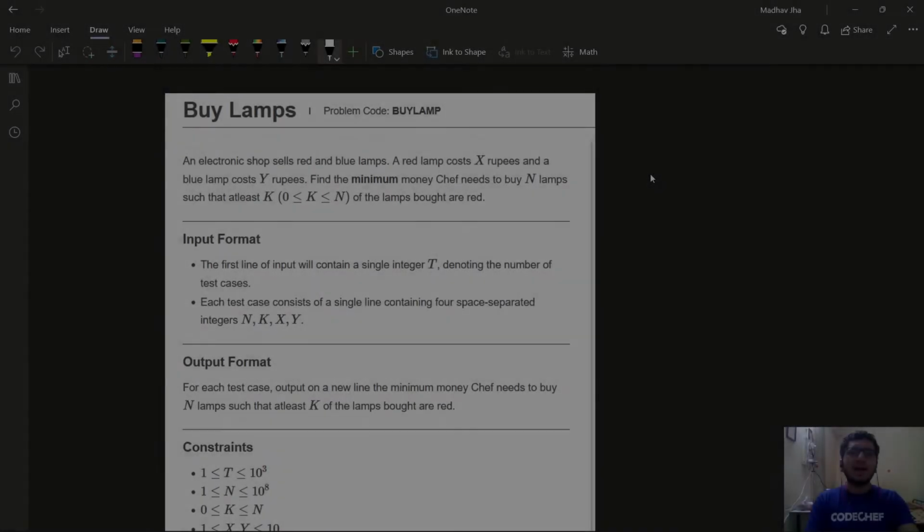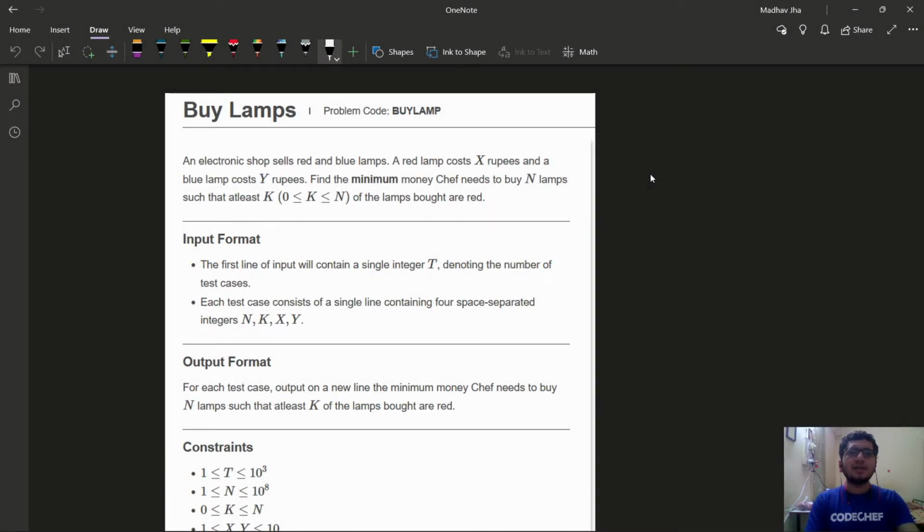The problem is Buy Lamps. Let's first read the question. An electronic shop sells red and blue lamps. A red lamp costs X rupees and a blue lamp costs Y rupees. Find the minimum money Chef needs to buy N lamps such that at least K of those lamps are red, where K goes from 0 to N.